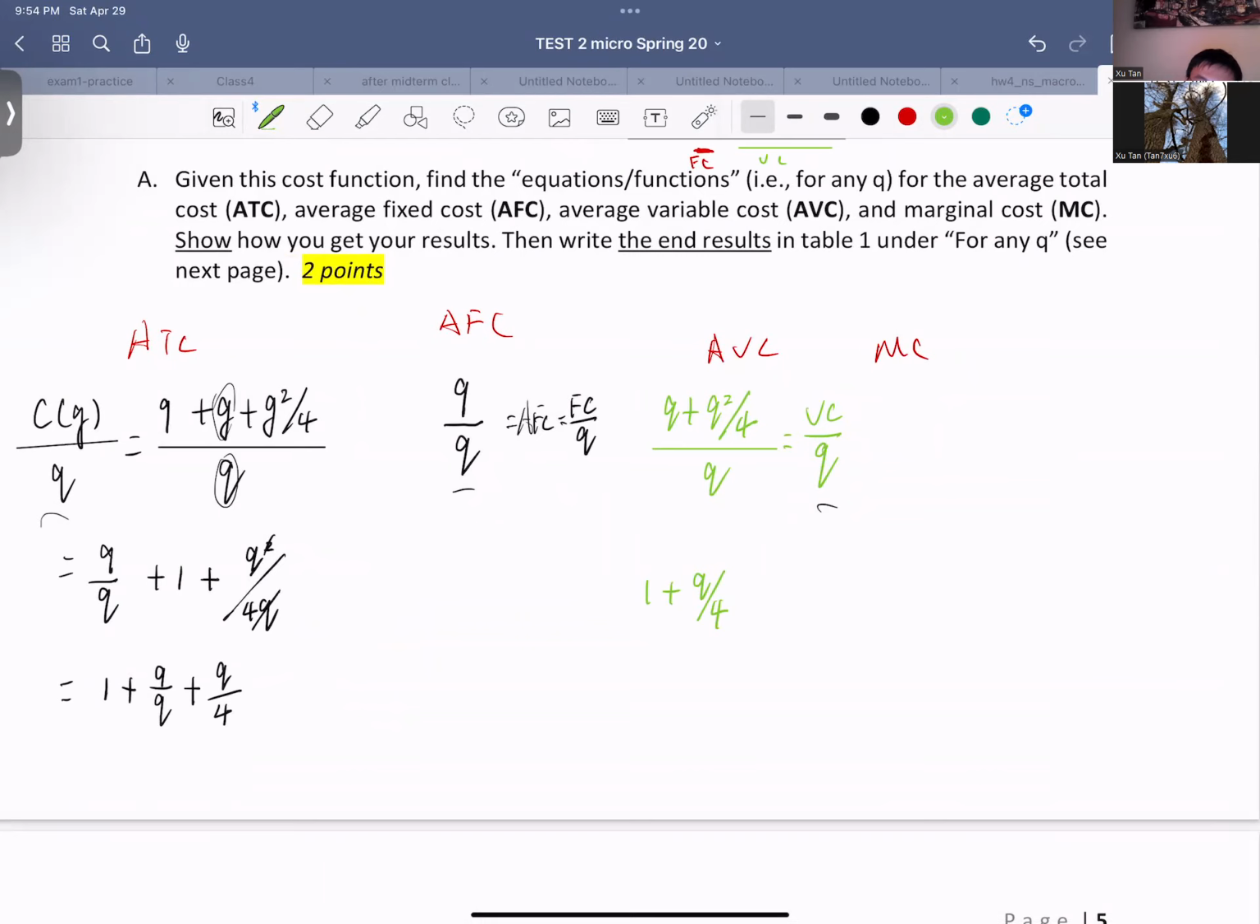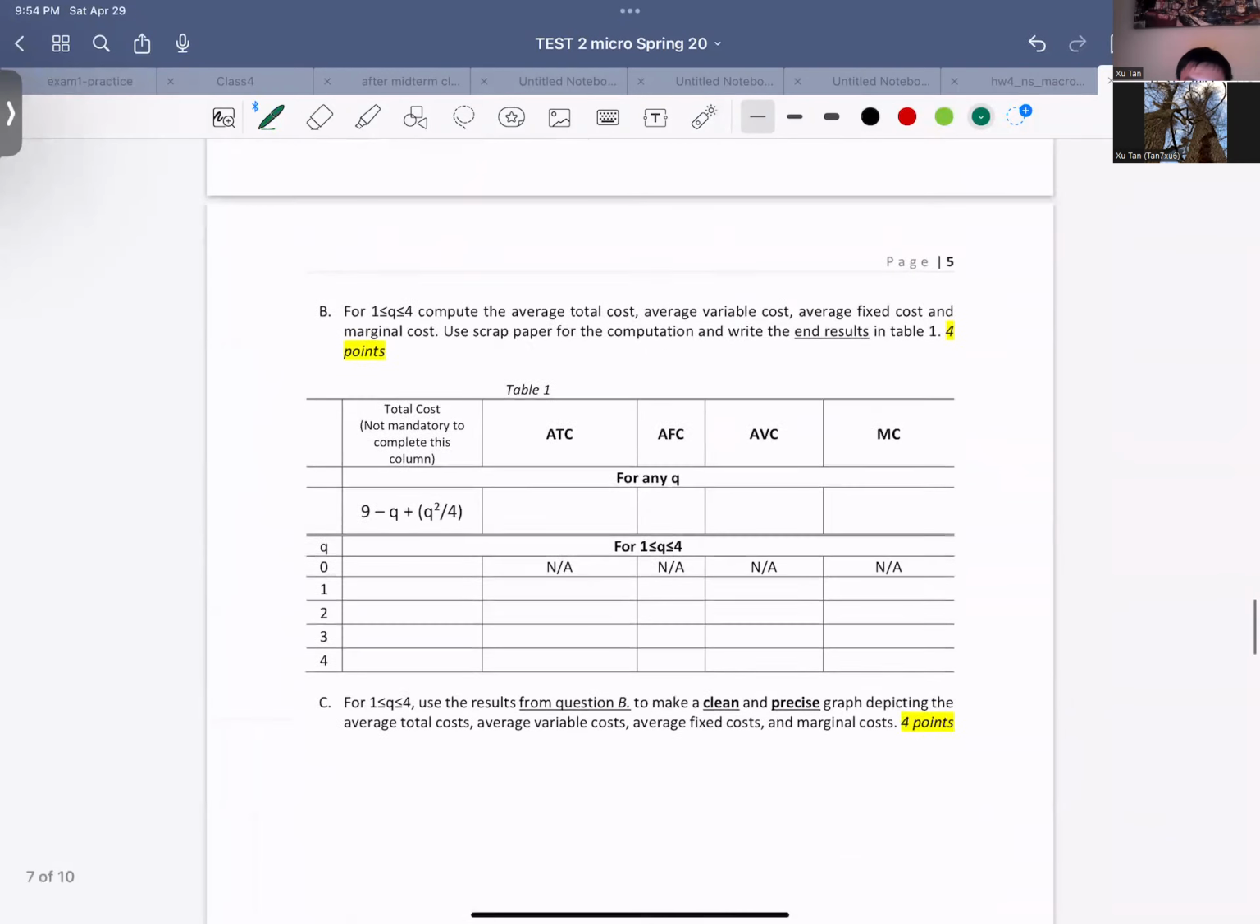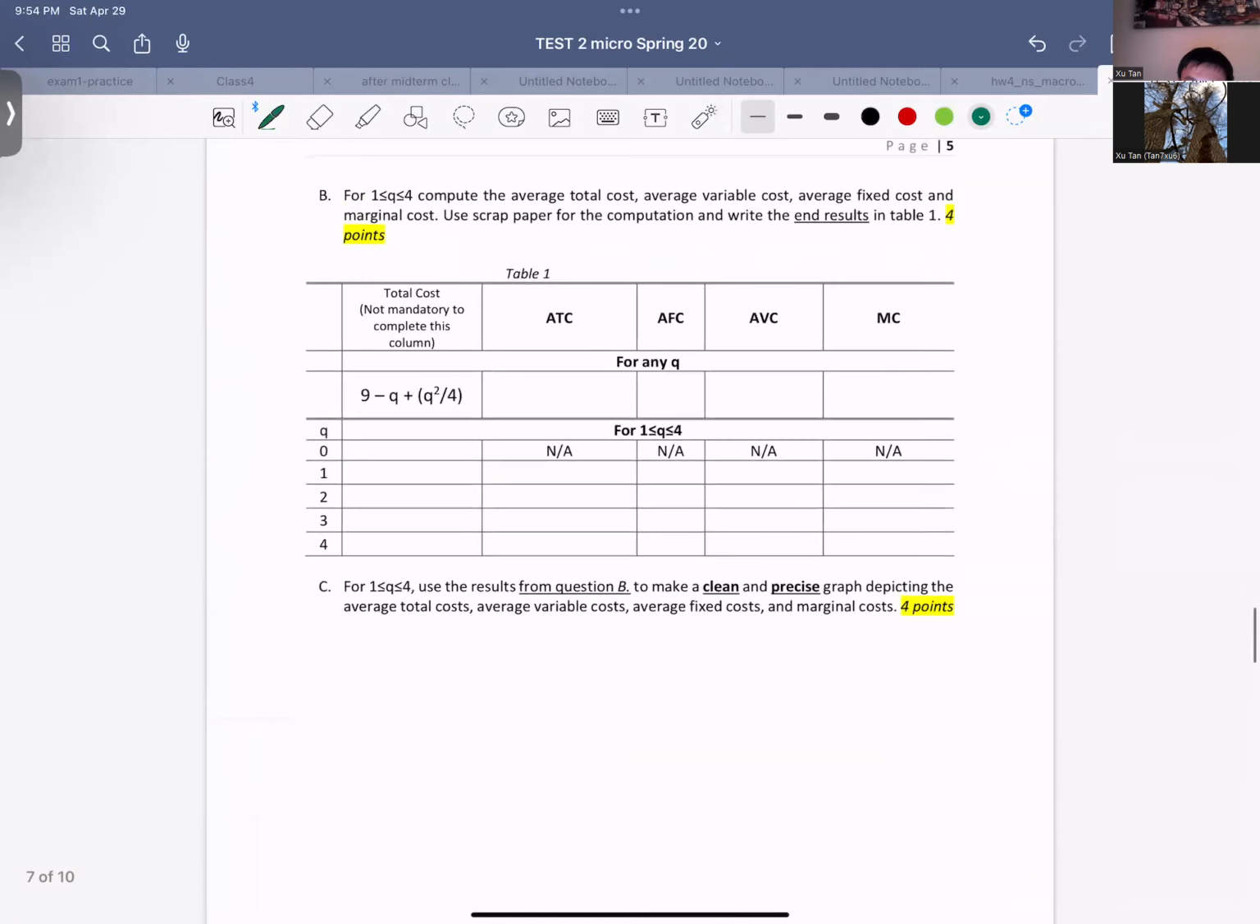Then now we have to find marginal cost. So how do we find the marginal cost function? Marginal cost function is the change in total cost over the change in quantity. Usually the change in quantity is 1 unit. That's it. So next, I have to do the table.